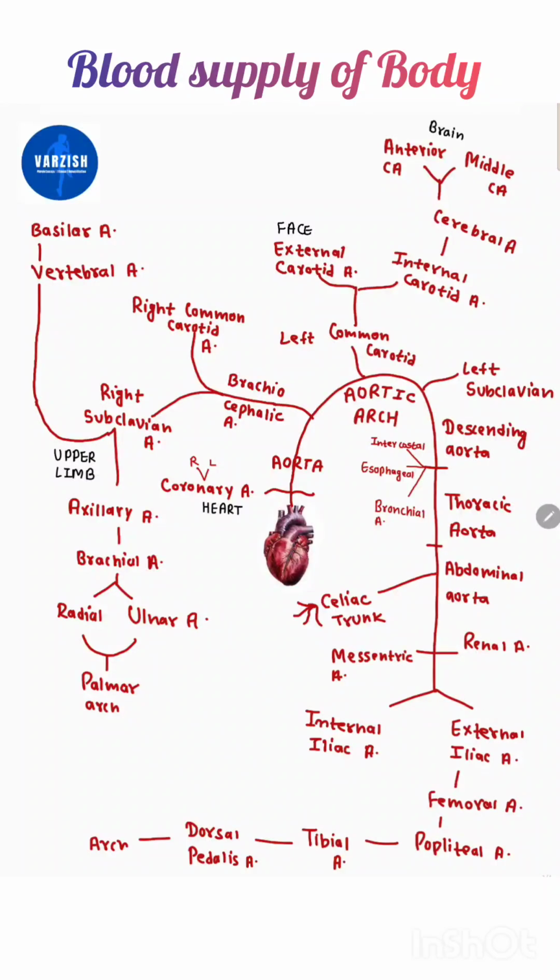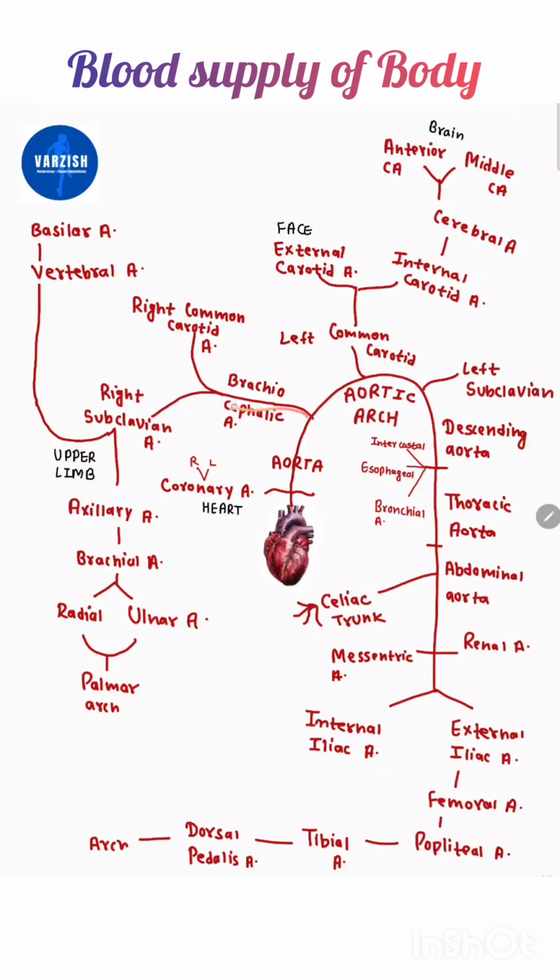So today we are going to discuss the blood supply of the body, and in this video we'll cover the arterial system only. So from the heart, the artery that arises from the left ventricle is the aorta. Aorta gives branches to the heart itself, that is the coronary arteries, right and left. The aorta then converts into the aortic arch.